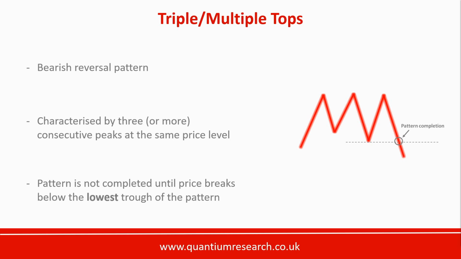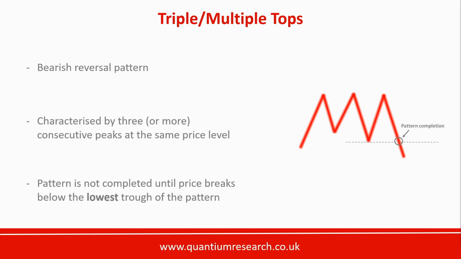And a triple or multiple top pattern is only completed when price breaks below the lowest trough between the peaks. So these are examples of the troughs. This is 1, this is 2, and the lowest one is number 2. And you can see that when the price breaks below that point, the pattern is complete. So technically, until you have that completion occur, the pattern doesn't really exist.